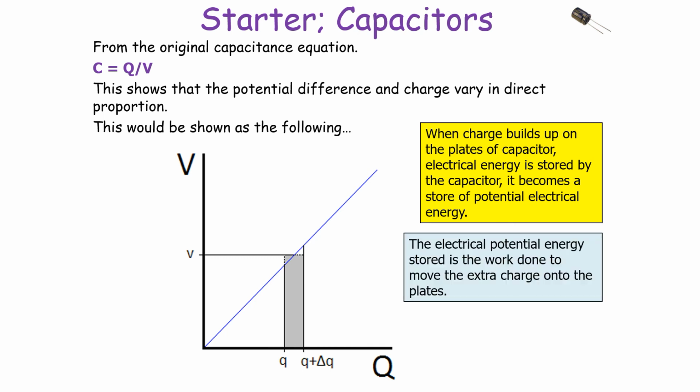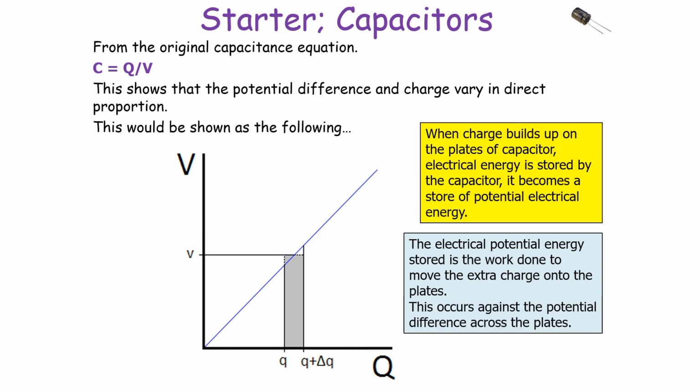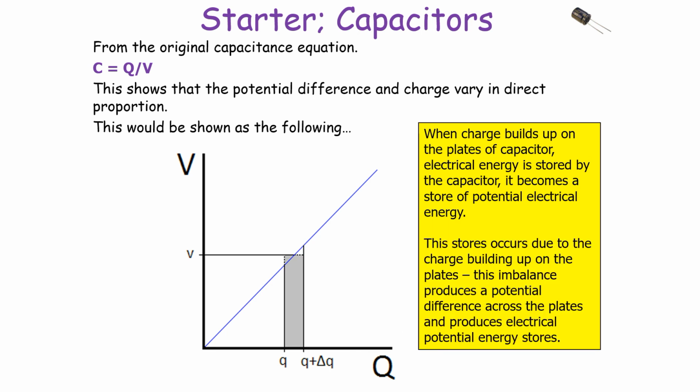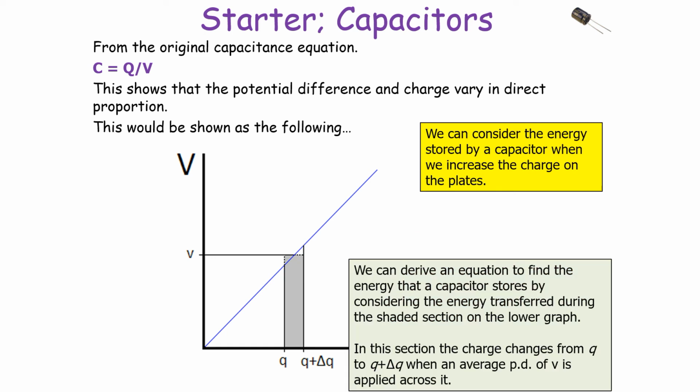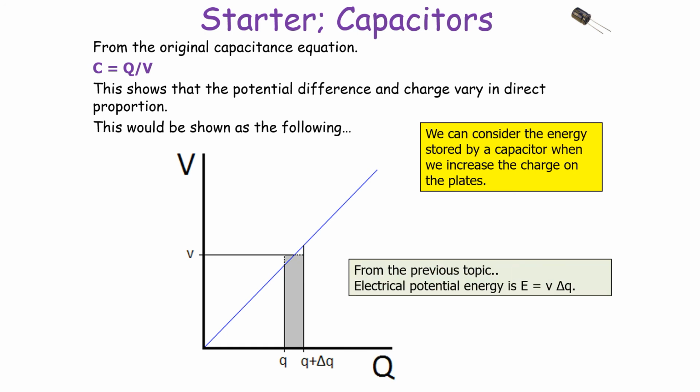So this electrical potential energy stored is the work done to move the extra charge onto the plates and occurs against the potential difference across the plates. So this stores energy because of this charge imbalance, and so this indicates to us that as we increase our charge, we increase our potential difference, and this requires work to be done. So the work done is the area under the curve due to an increase in the potential difference and charge in the capacitor. So we can derive an equation from this.